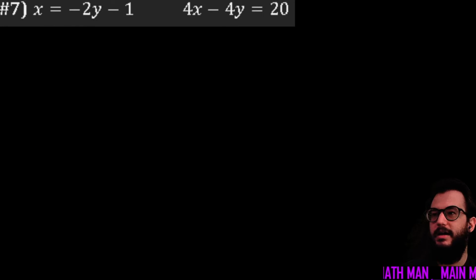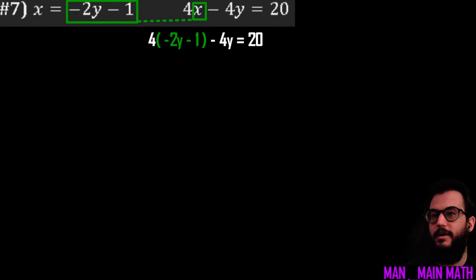Moving on to number 7, for the system I have x equals negative 2y minus 1. I'm going to plug that into my second equation in for x. So now I'm going to rewrite it like this. I'm going to say 4 times the quantity negative 2y minus 1, and then I have everything else stay the same, so I have minus 4y equals 20. So make sure you're very careful when you're switching these equations. When you rewrite it or substitute it in, you should always have an equation in terms of one variable.